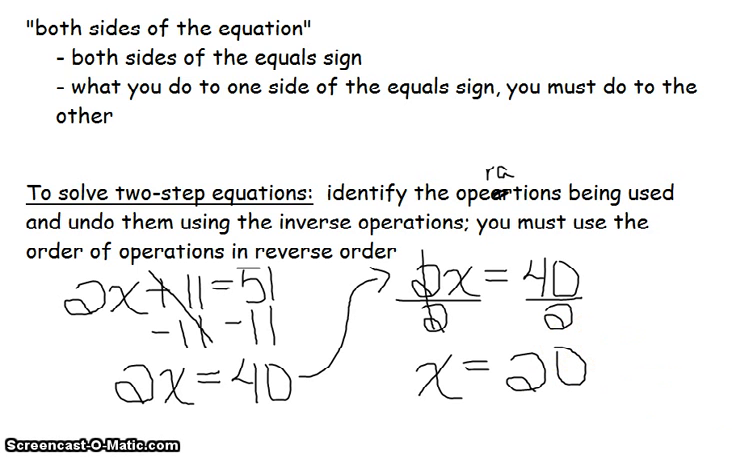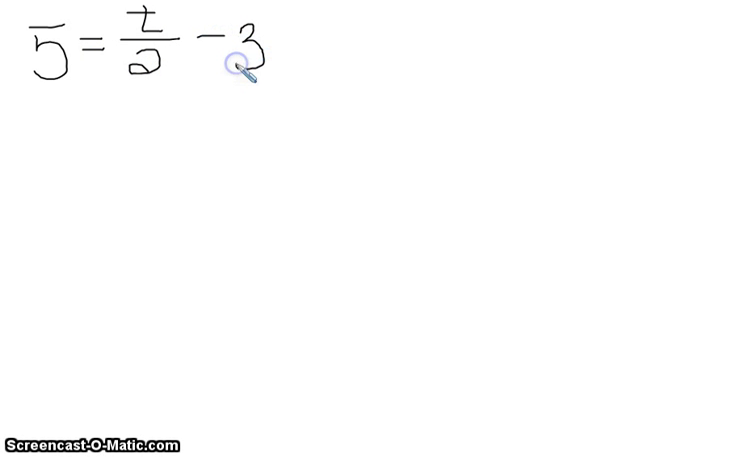So now I want you to jot down this problem, and I want you to try this one. 5 equals t over 2 minus 3. Write this down, then pause the video and take a minute to solve this for t, and then come back to check your answer.